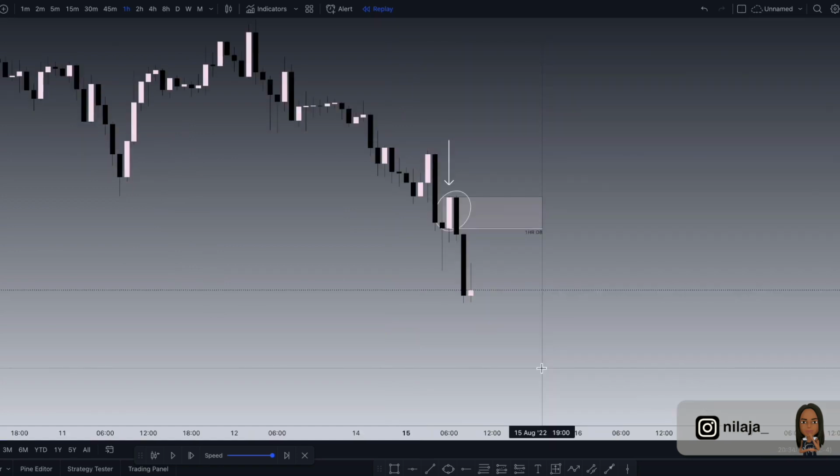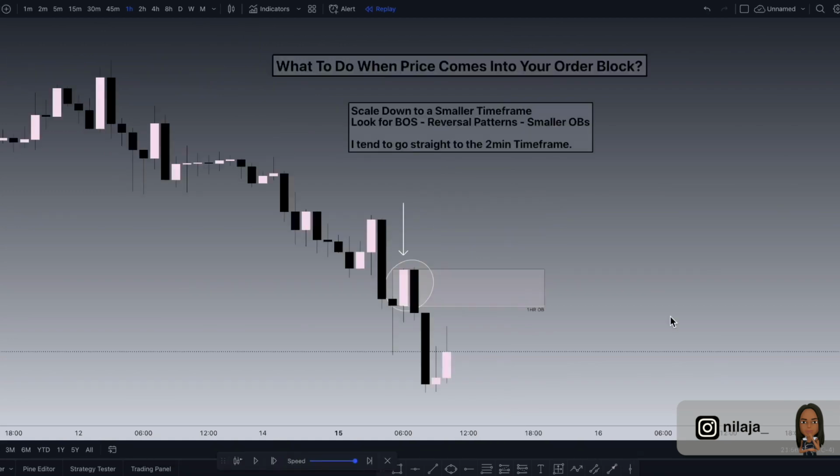In this example, price is in a downtrend, so we are looking for the last bullish candle before the drop down. So here I highlighted the last bullish candle from body to body. Some people include the wicks. I personally do not unless I have reason to do so. Whether you like to mark up your order blocks from body to body or wick to wick, I advise everyone to use alerts so that way they know when price comes into their order block area.